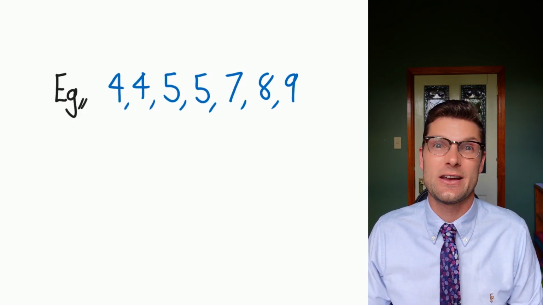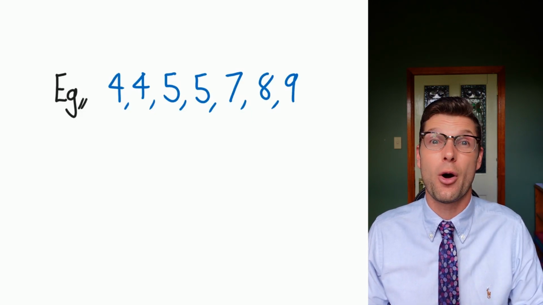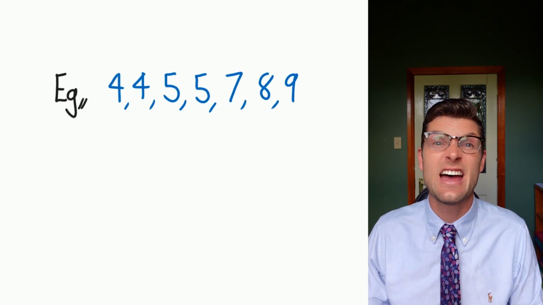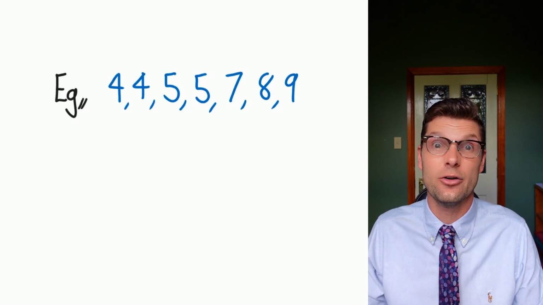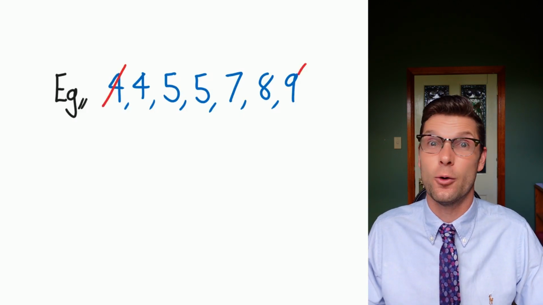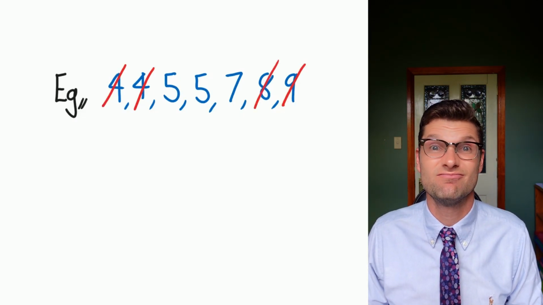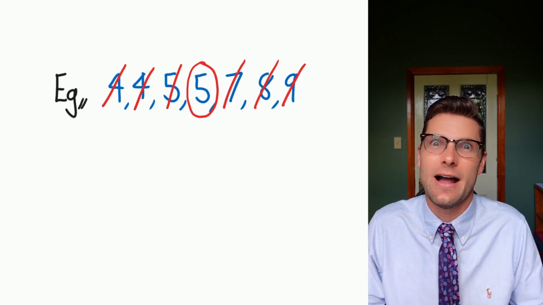So the easiest way to do this is kind of just by brute force. What I like to do is I cross off the bottom number and cross off the top number and just continue to do that until I'm left with just one number in the middle. So let's get to it. For this one, I cross off the 4 and the 9, then the 4 and the 8, then the 5 and the 7. What's left over? It's that 5 in the middle. That must be the middle value.